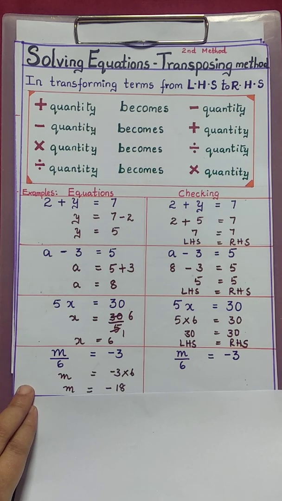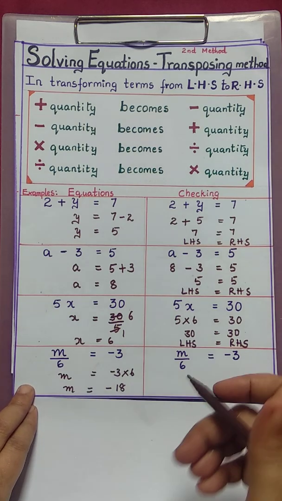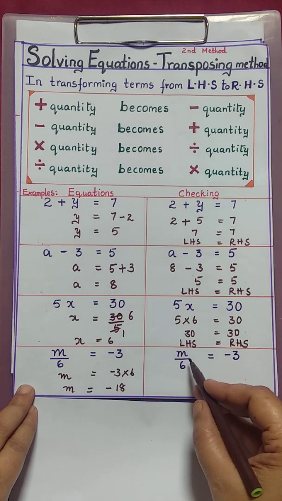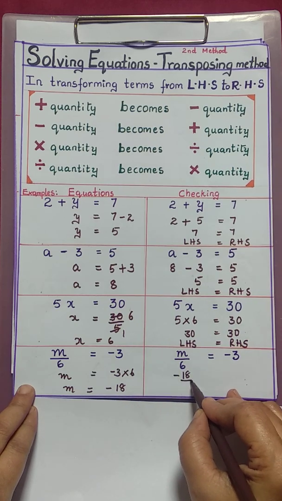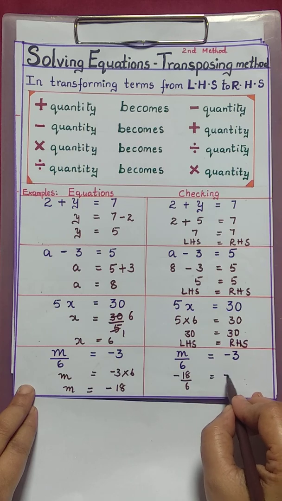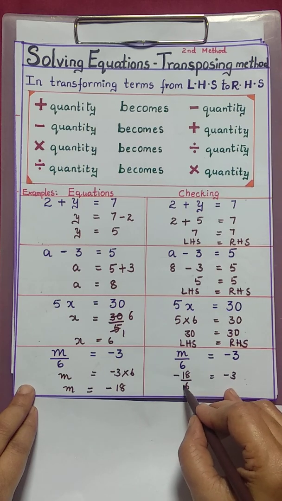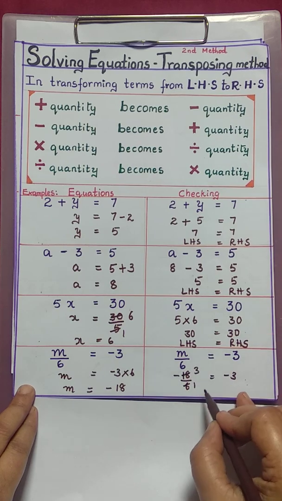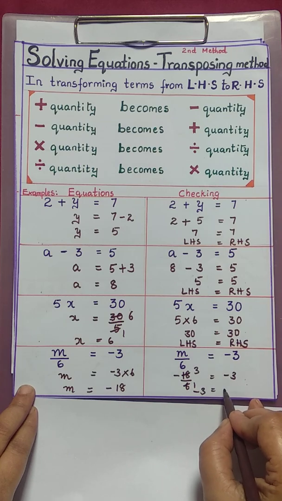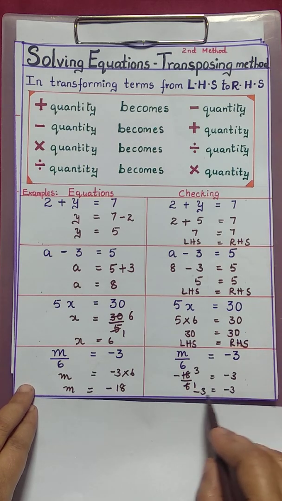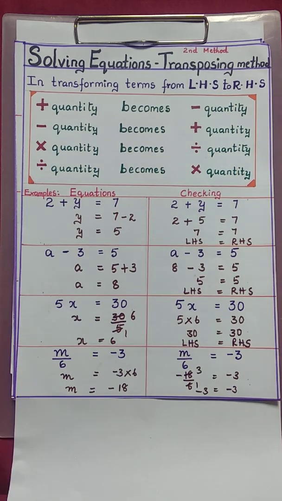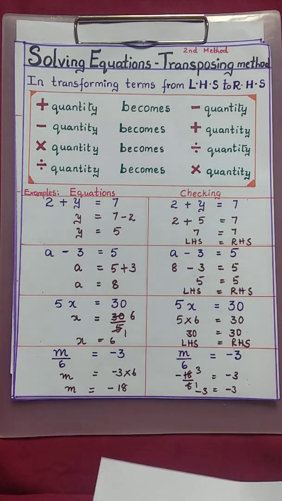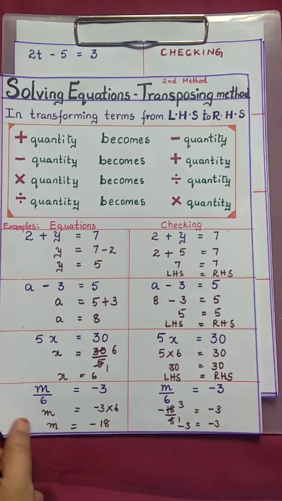Now let us check by substituting minus 18 in place of m. Minus 18 by 6 should be equal to minus 3. Now simplify this: 6 ones are 6, 6 threes are 18. Minus 3 is equal to minus 3. It means LHS is equal to RHS. So minus 18 satisfies the equation. Now let us solve some more sums.